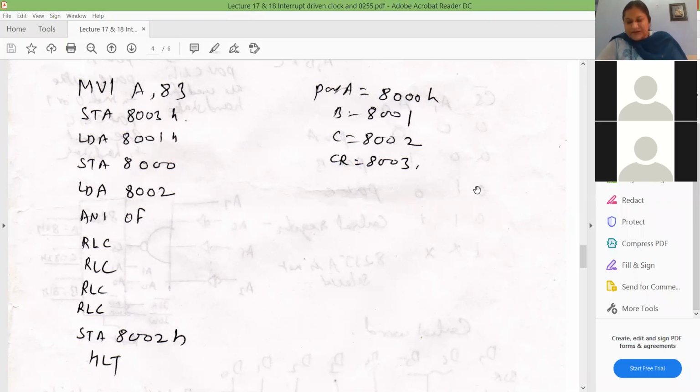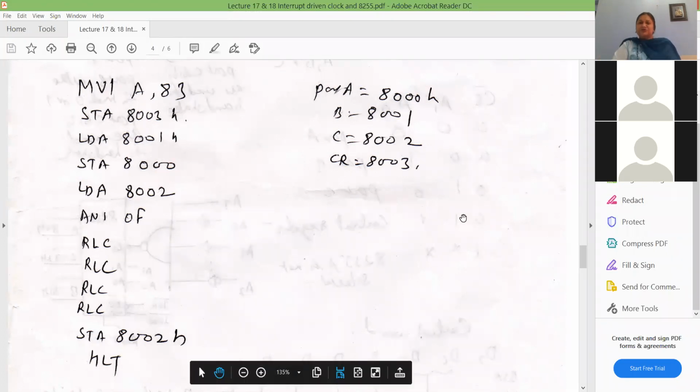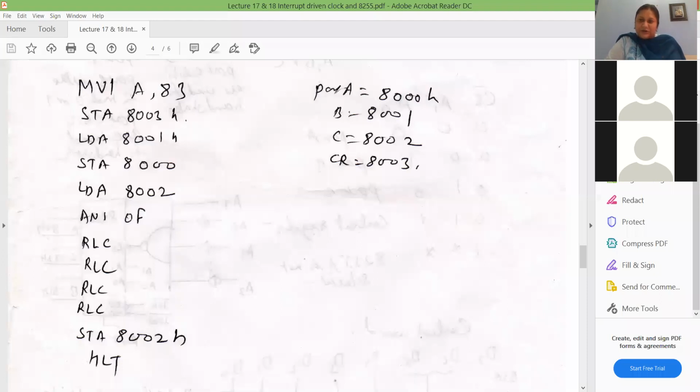We'll see the bit set reset mode tomorrow. We will do some revision of this, and you all start putting in the addresses. I will share these notes, and you go through them and come tomorrow having read them.